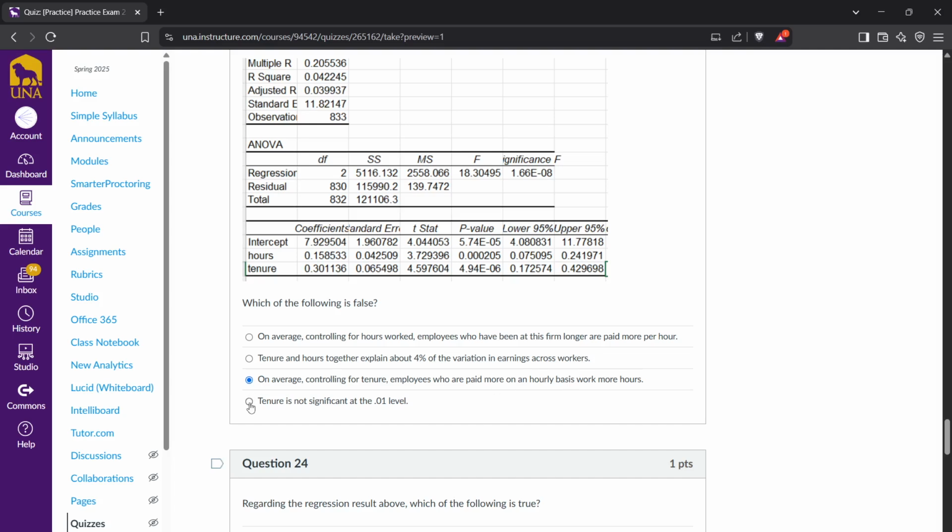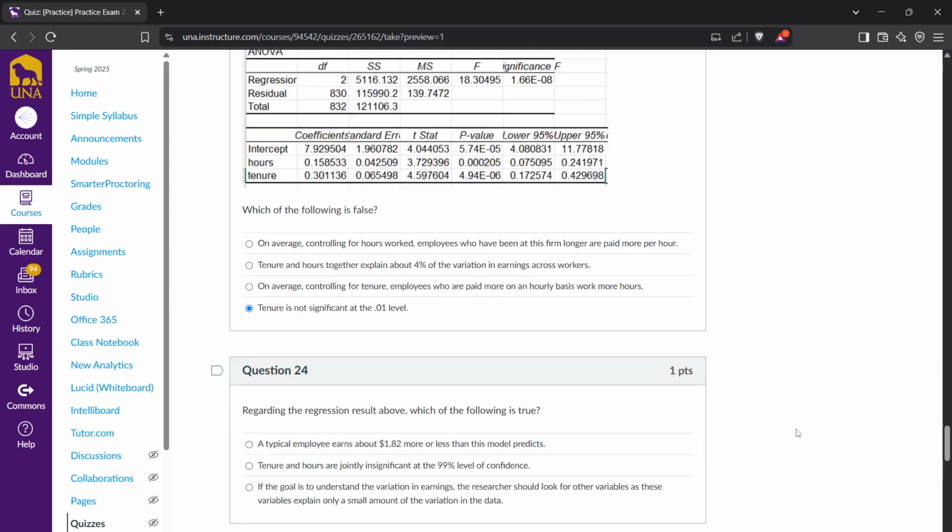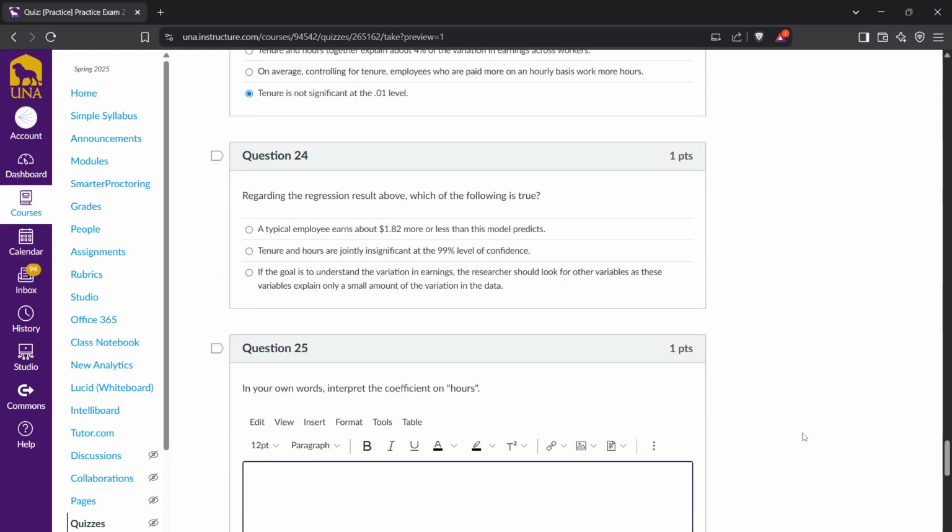And then tenure is not significant at the 0.01 level. Okay, so I guess alpha is 0.01. I went 99% confidence. And you know what? Tenure is very significant at that level. Okay. I was getting scared, but this is the one. That is false. And then to 24, regarding the regression result above, which of the following is true?